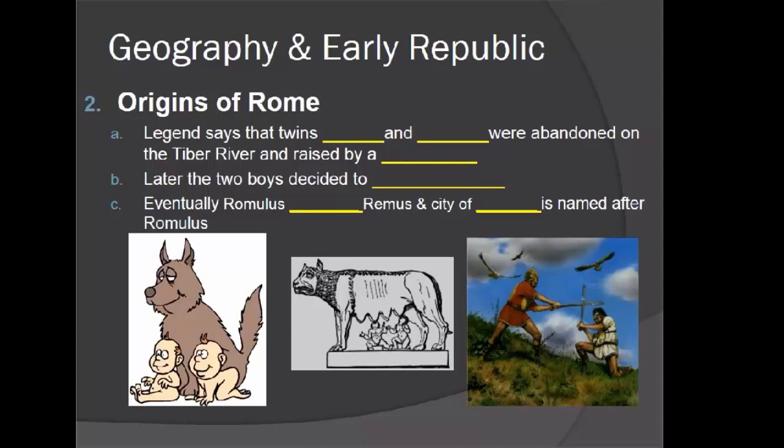So, we have the origins of Rome. Legend says that twins Romulus and Remus were abandoned on the Tiber River and raised by a she-wolf. What's mentioned in the book, if you read it also, is that Romulus and Remus were the sons of the Roman god Mars and a princess.